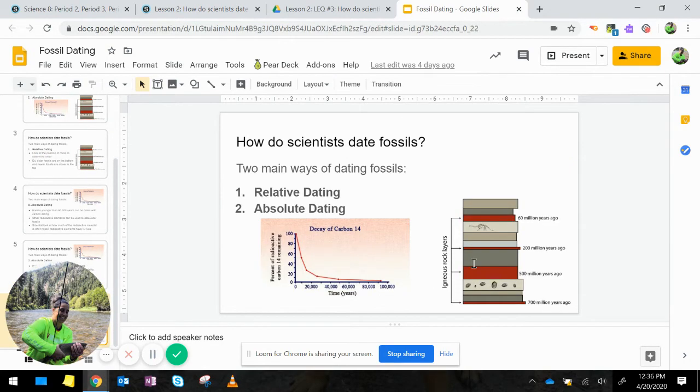So the two main ways of dating fossils are relative dating, which is looking at layers in the ground, and you're going to be watching a little Brainpop video on relative dating, and absolute dating, where scientists actually take a sample from the fossil and date it using radioactive elements. What they're looking at is how much of the radioactive element is still found in the fossil. You will also see a Brainpop video on carbon dating, which is a type of absolute dating. So that's how scientists date fossils.